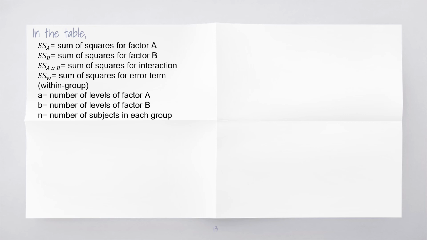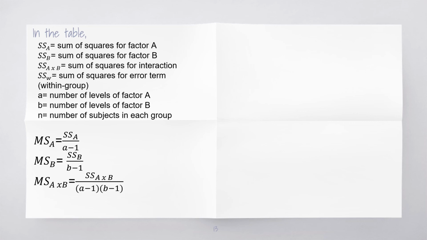To compute the mean square, let's look at the following. MS sub A is equal to SS sub A over A minus 1. MS sub B is equal to SS sub B over B minus 1. MS sub A times B is equal to SS sub A times B over A minus 1 multiplied by B minus 1. And MS sub W is equal to SS sub W over AB times N minus 1.